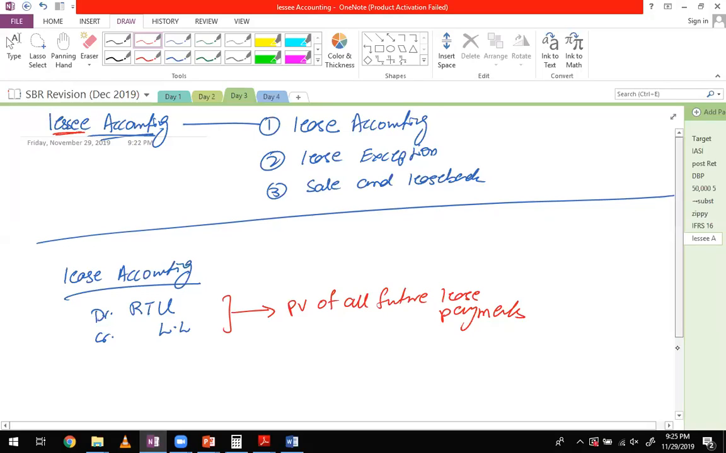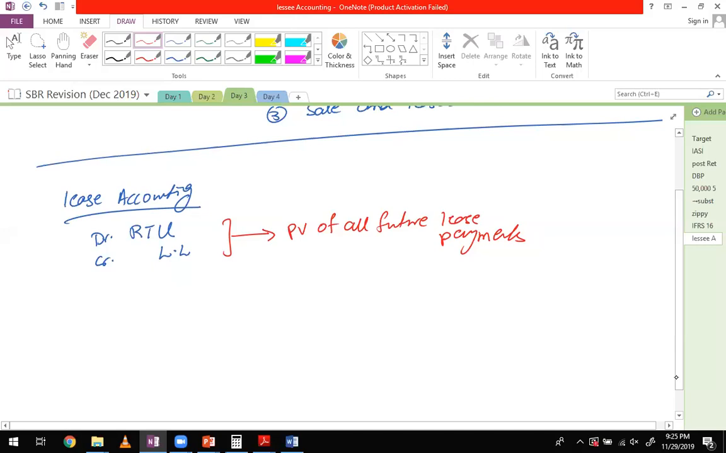Now, the lease liability and the right to use are being recorded by the present value of all future lease payments. Apart from that, if there's any amount that we have already paid, we are going to make another entry as the right to use asset debit and the bank credit. So this is for the lease payments which we have already paid.